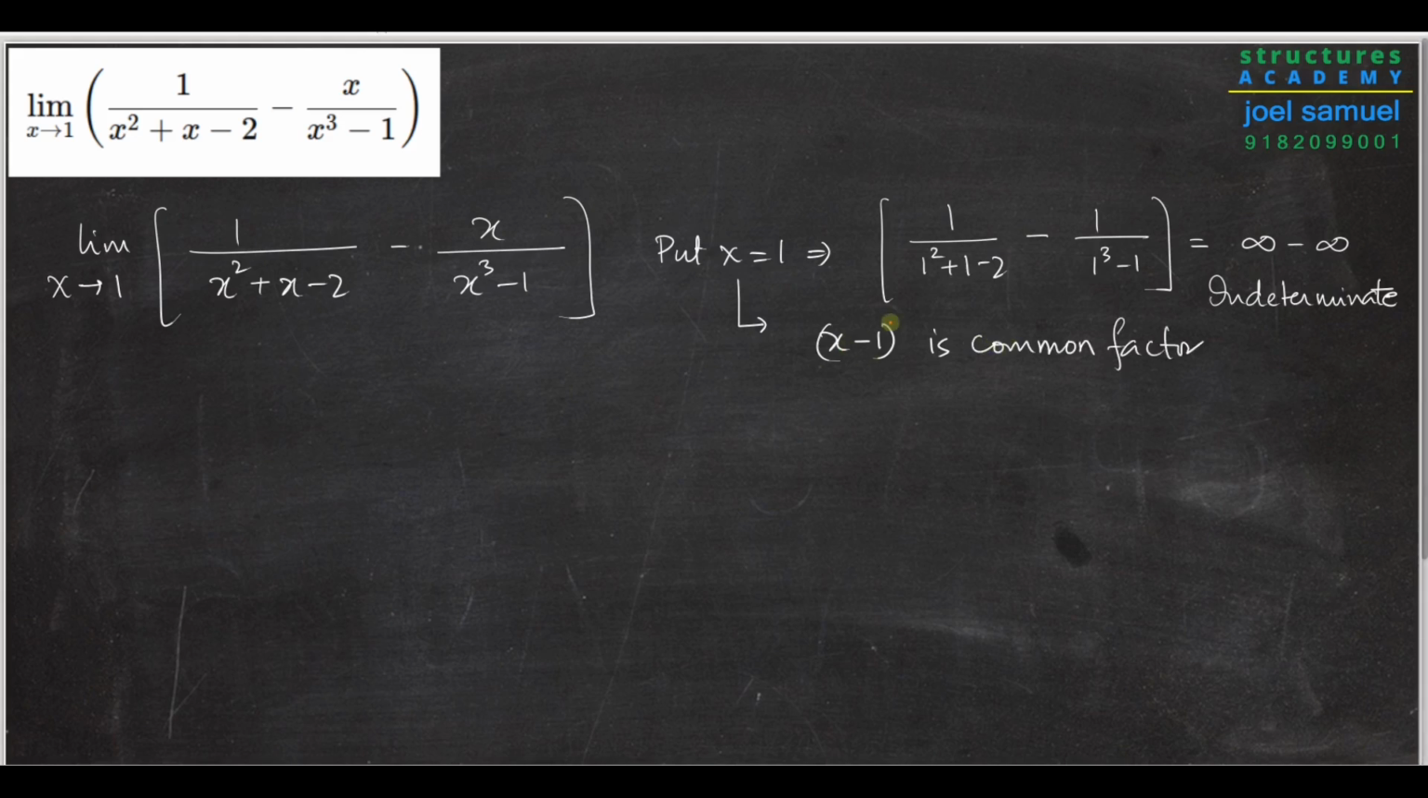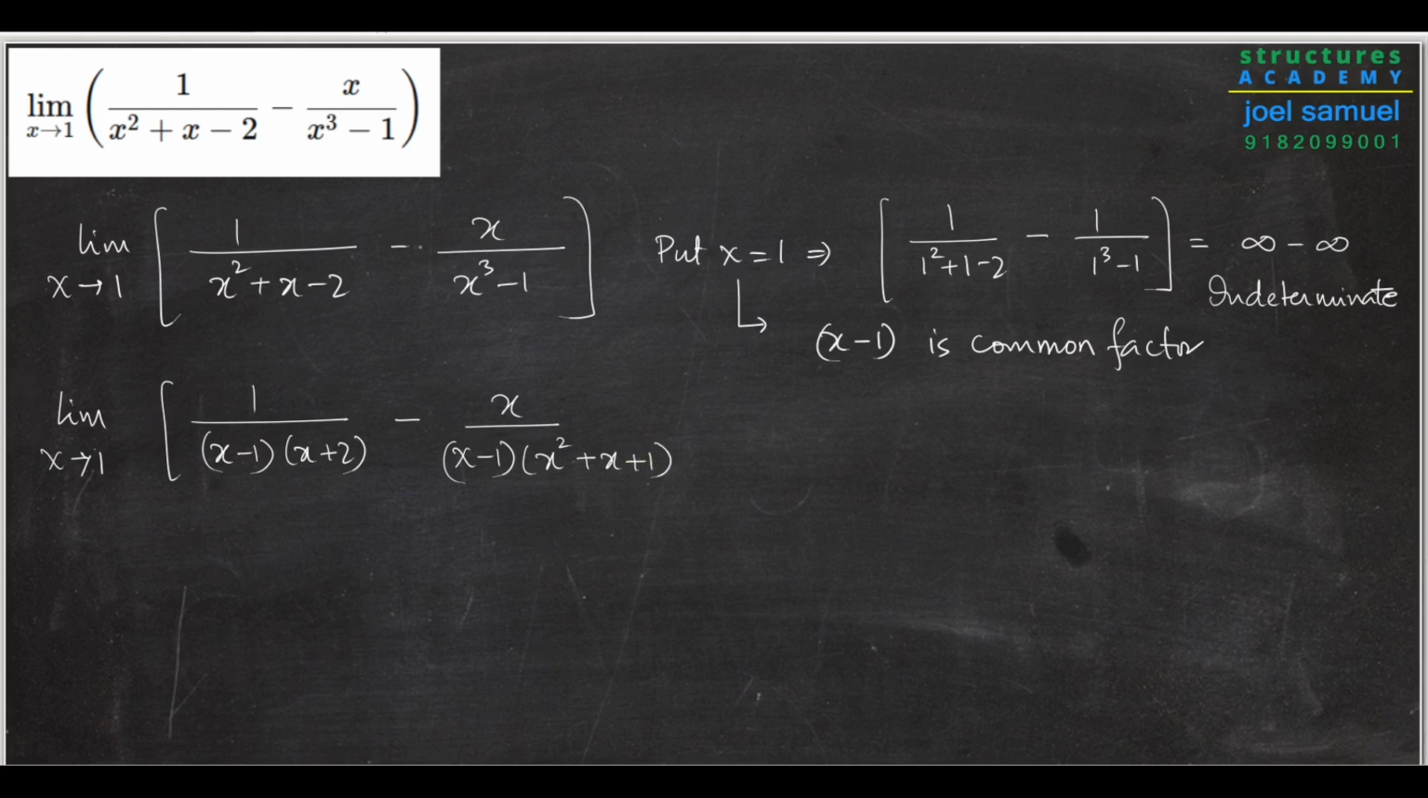So before we pull out x minus 1, let us try to convert this whole thing into a single rational function by taking an LCM. Even before that, we need to split this into its factors, which we can do by splitting the middle term. As x approaches 1, this becomes x minus 1 into x plus 2. And then we write this denominator as x minus 1 into x square plus x plus 1.